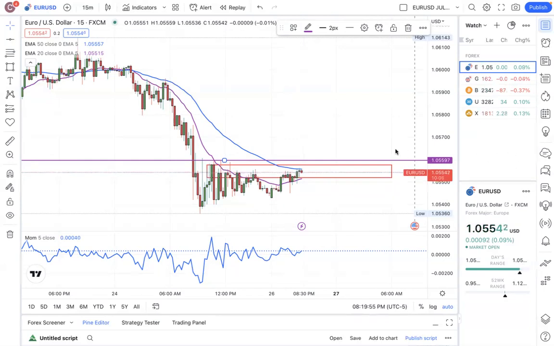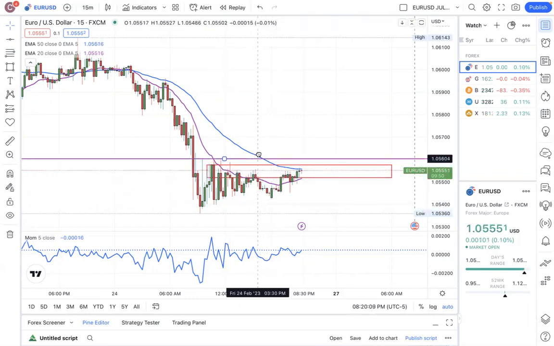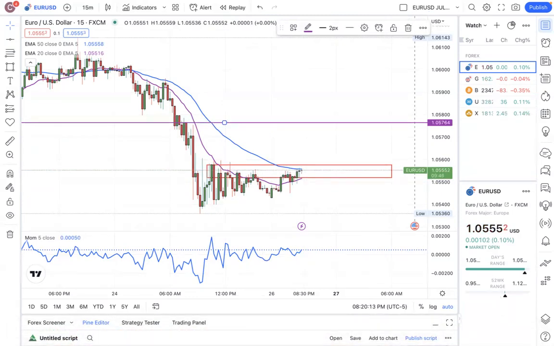Now, when you're setting your stop losses and TPs, if you're going for a sell, you're always going to want to put your stop loss at the previous highest high. So we can see that this is the previous... Oh, no, that's the entry. So this would be the previous highest high. We're going to say stop loss could be at 1.05764.